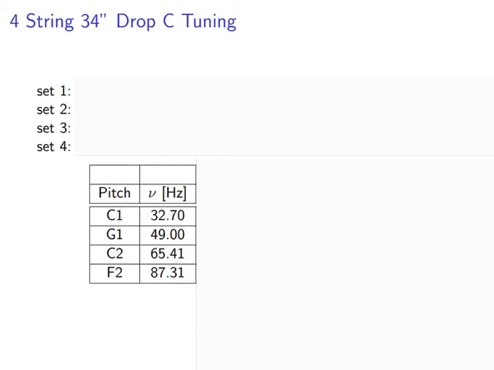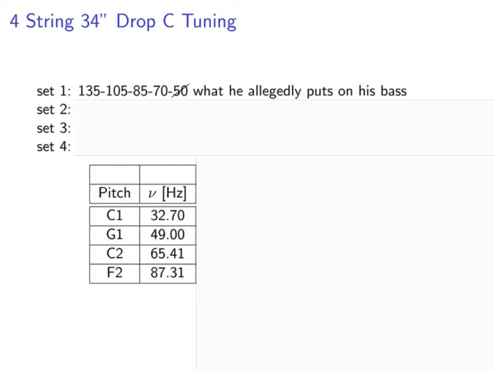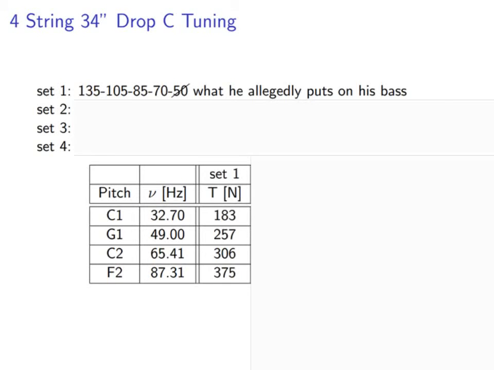He's tuning to drop C on a 34-inch 4-string bass. He always buys a 5-string set, and he allegedly throws out the thinnest string and strings up his instrument with the other 4. That's the first column you see. The tension is really high, the strings are really stiff.